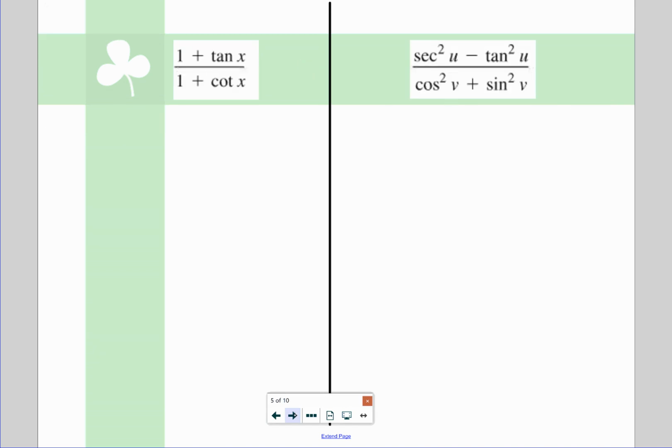Let's do the one on the right first because that's actually a little easier, even though it doesn't look like it. Okay? So I've got secant squared u minus tangent squared u over cosine squared v plus sine squared v.